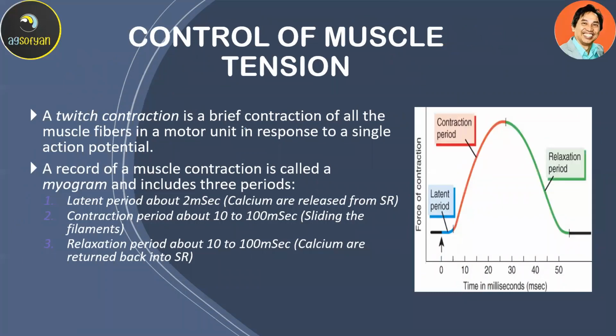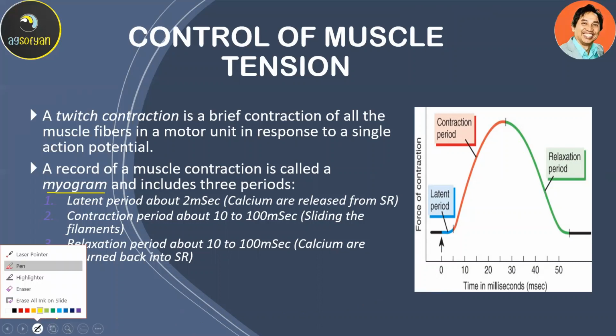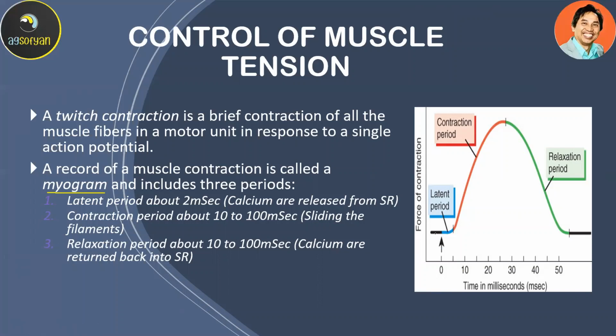Okay, now how do muscle contractions happen, how do they look if we use what we call the myogram. We can actually check the graph of how the muscle contracted. When we use this myogram, it will give us 3 stages. Start with the latent period. This is the time when the calcium is being released from the SR. It's about 2 milliseconds. It's really fast. It is in milliseconds, not seconds. A millisecond is one thousandth of a second. 2 milliseconds for the latent period.